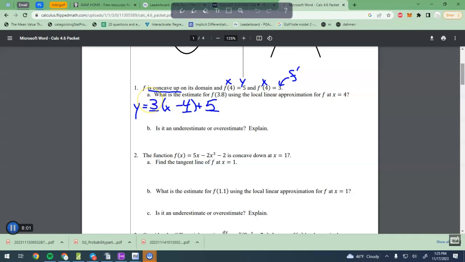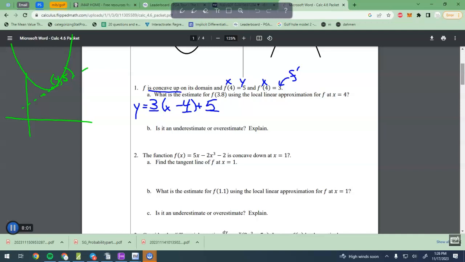It's 3. So I don't know the original equation, I don't know the original graph, I don't know really anything else about the original except that one point they told me. So all I know is I've got a point at 4, 5, and it's concave up, so it's curving up. I'm using a line to try to estimate what happens at 3.8, which is over here somewhere. So is my estimate going to underestimate or overestimate? My line is going to underestimate it, right? Because it's underneath the curve the whole time.